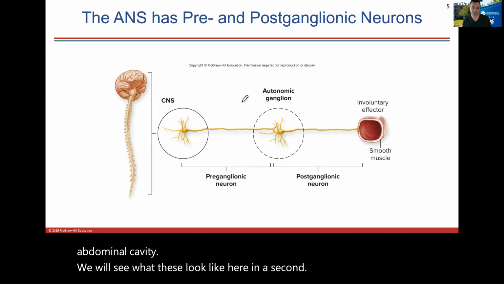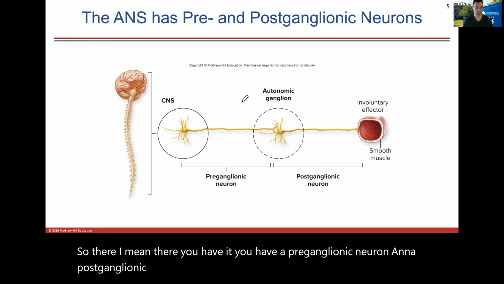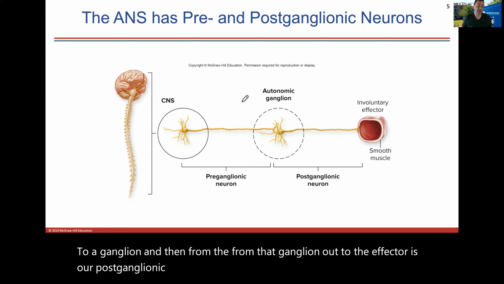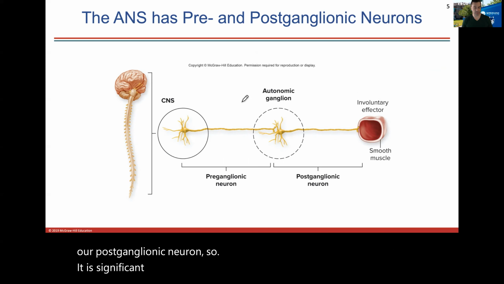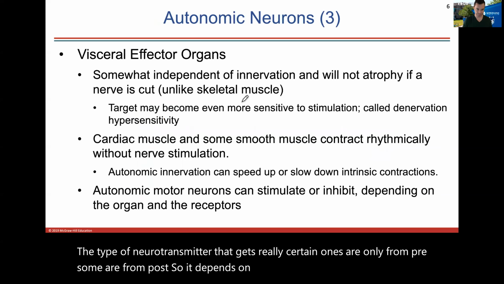So there you have it. You have a preganglionic neuron and a postganglionic neuron. So the preganglionic neuron extends out from the spinal cord to a ganglion, and then from that ganglion out to the effector is our postganglionic neuron. So it is significant to understand what's pre and what's post because it varies the type of neurotransmitter that gets released. Certain ones are only from pre, some are from post. So it depends on your neurotransmitter of choice.